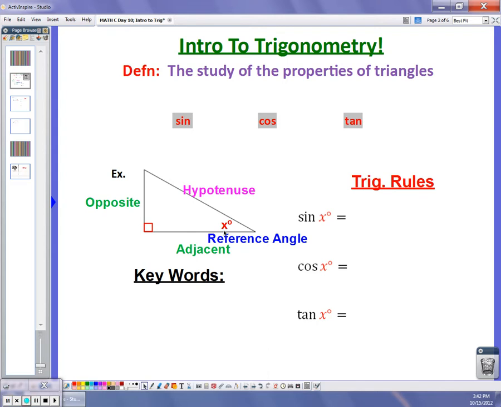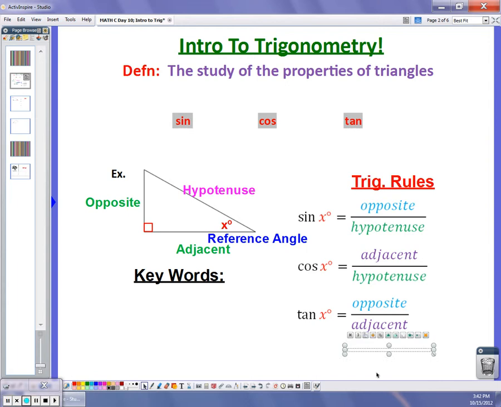There are three trigonometry functions that we will be memorizing, and that is the sine of x degrees is equal to the opposite side divided by the hypotenuse. The cosine of x degrees is our adjacent side divided by our hypotenuse. And the last rule is the tangent of x degrees is our opposite side divided by the adjacent side.